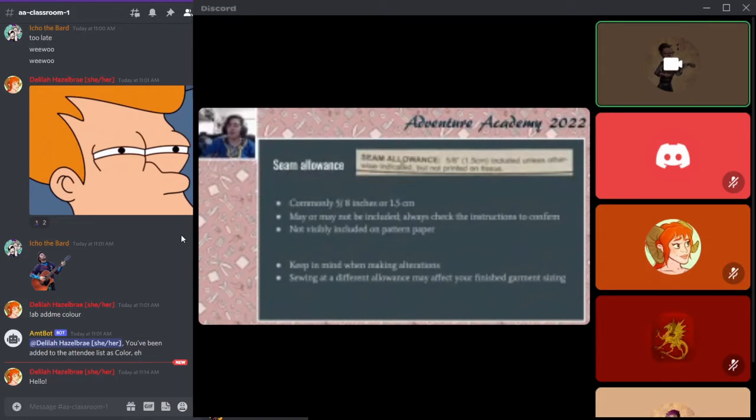You're going to need to know what that seam allowance is if you are making more drastic alterations and you need to calculate out your cut size versus your finish size. As well, if you're sewing at a seam allowance that is different from what has been built into the pattern, that is going to have an impact on your finished measurements.